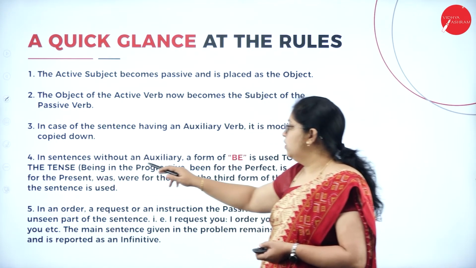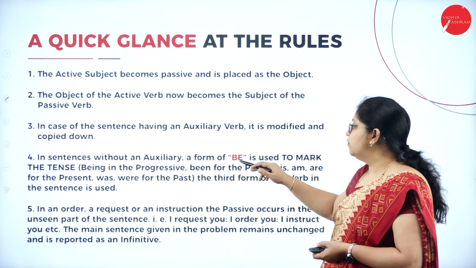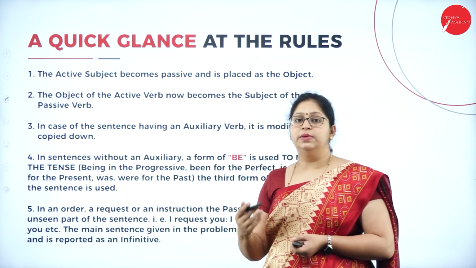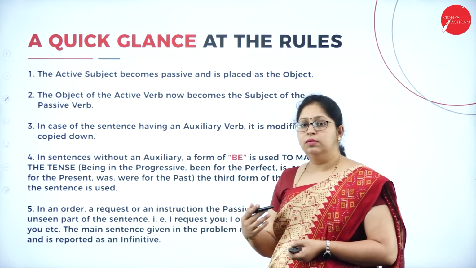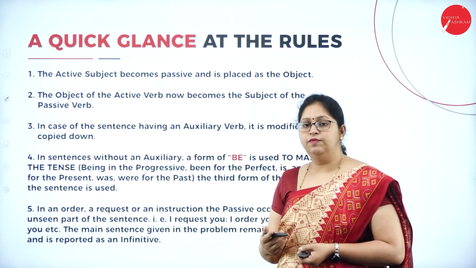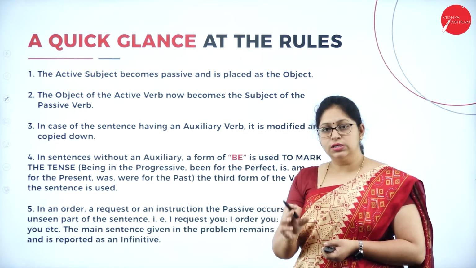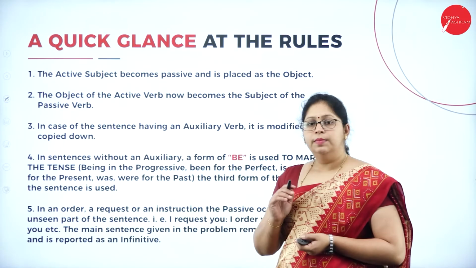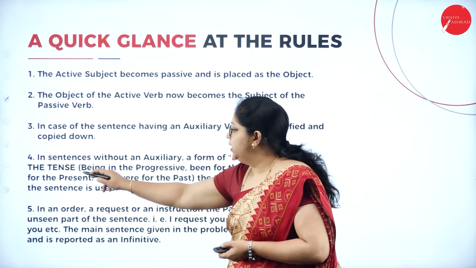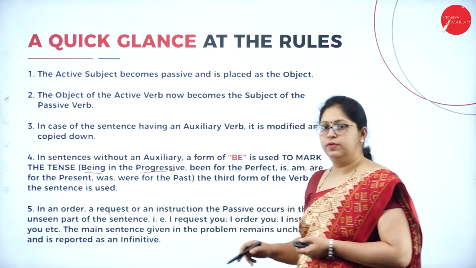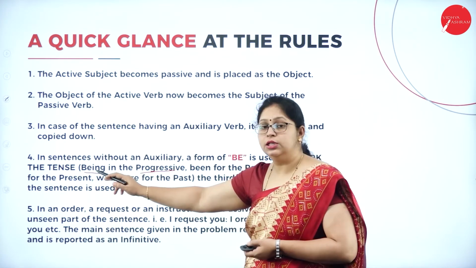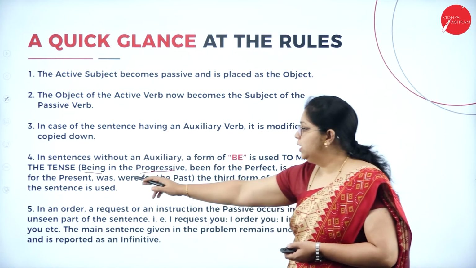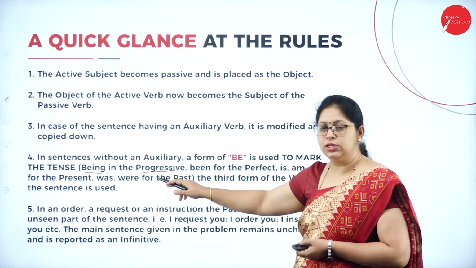In sentences without an auxiliary, a form of be is used to mark the tense. So, you know, be forms, be, been, being, correct? All those are the be forms. If there is no auxiliary verb, then be forms are used to mark the tense. Make a note here. See, being is the progressive. Okay, progressive means continuous tense. ing is used for continuous tense, correct? Being is used for progressive or continuous tense.